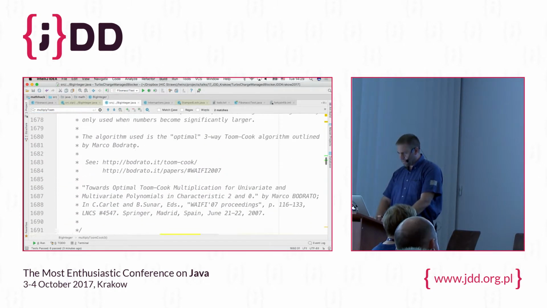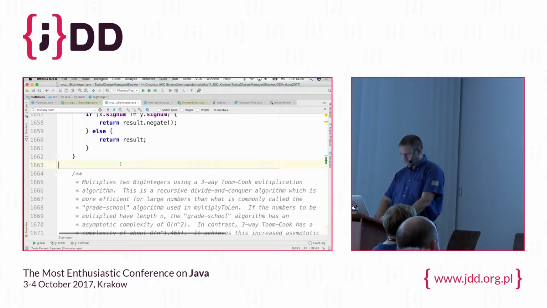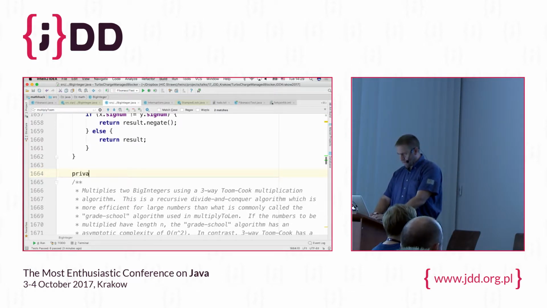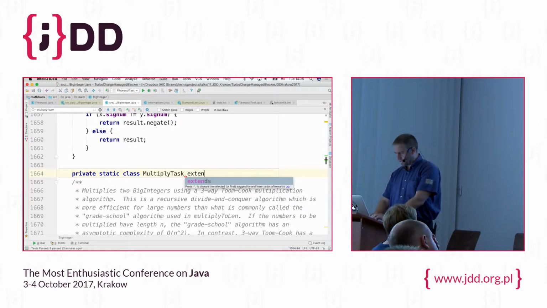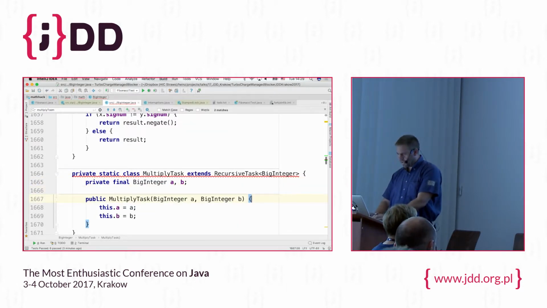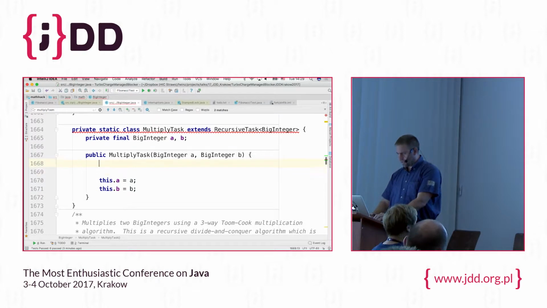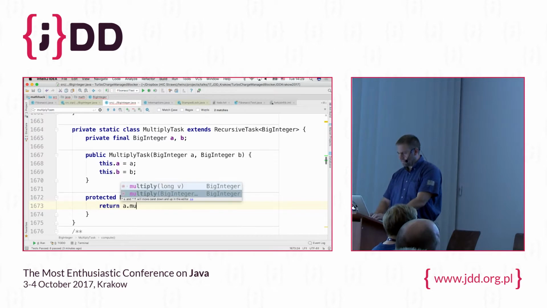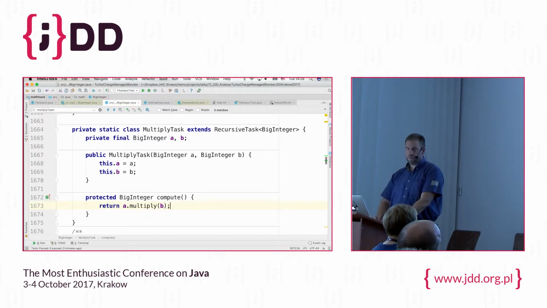We're going to have, with multiply Toom-Cook, this is a very complicated algorithm, a private static class MultiplyTask extends RecursiveTask of BigInteger. Then we're going to say private final BigInteger a, b, set them in the constructor, and afterwards have the compute function to actually multiply them together. So compute is going to say return a.multiply(b), like so.